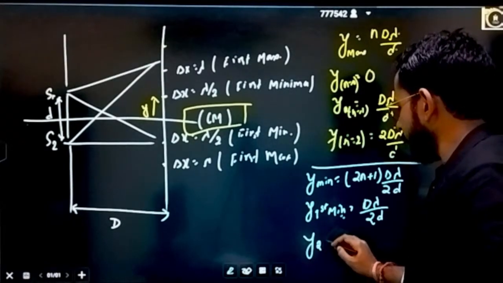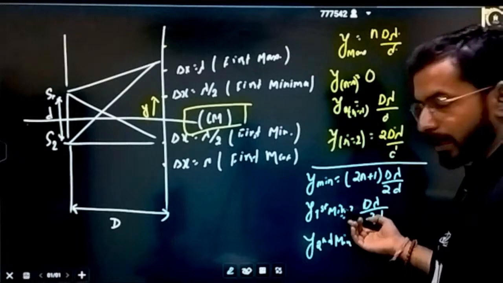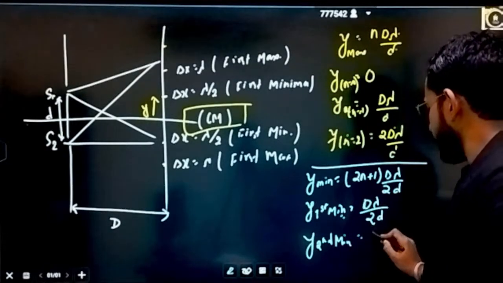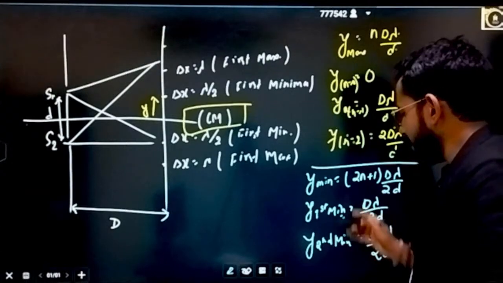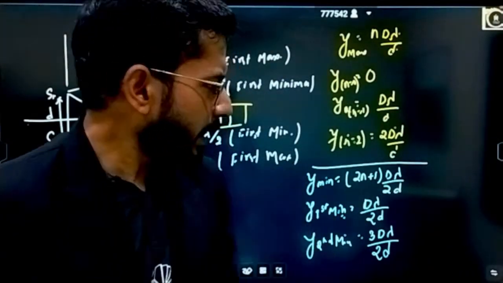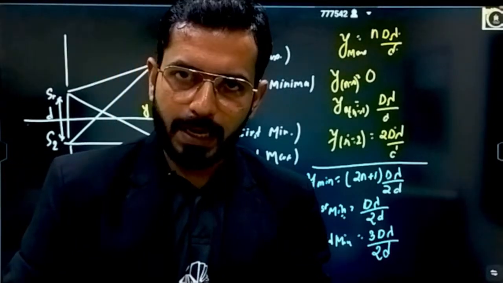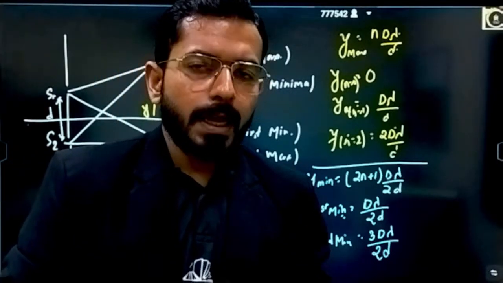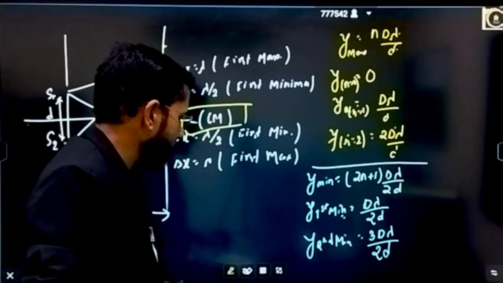Then second minima, how will you calculate? Put n is equals to 1. That means it will become 3D lambda divided by 2d. This way second minima will be coming. So this way you will be writing the distances. Is it clear? I have just put in the n values and calculated. Any problem? Correct.